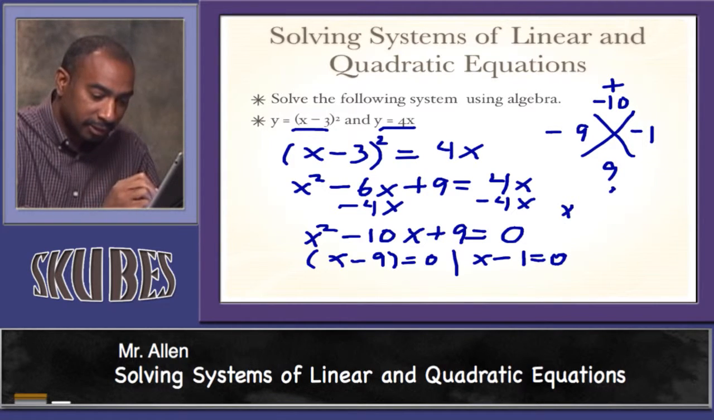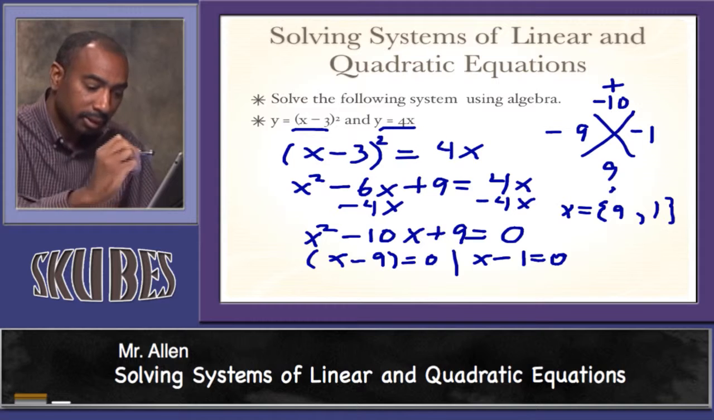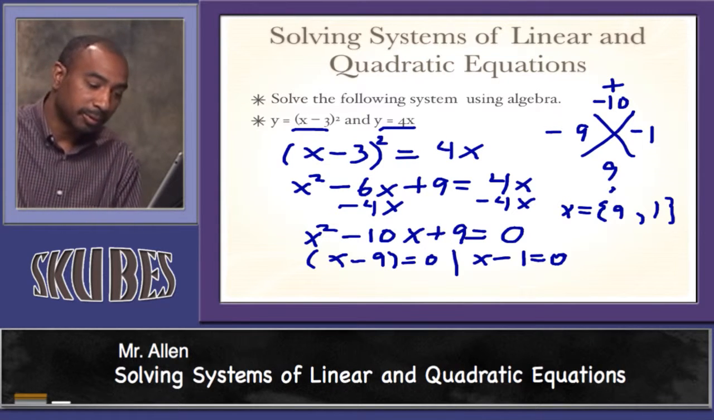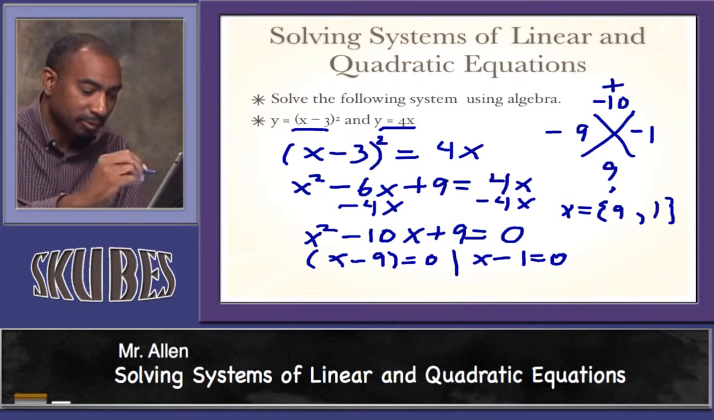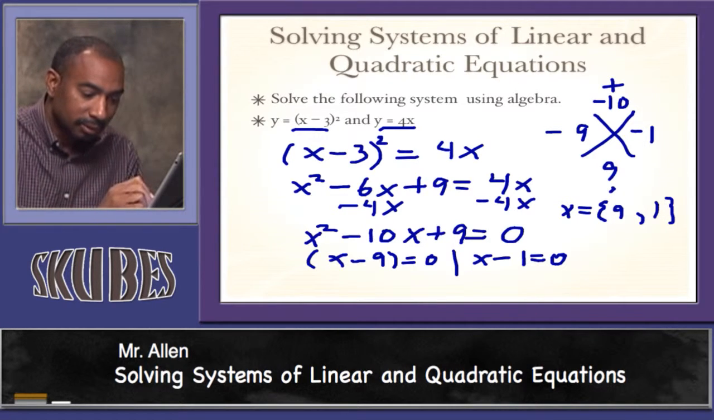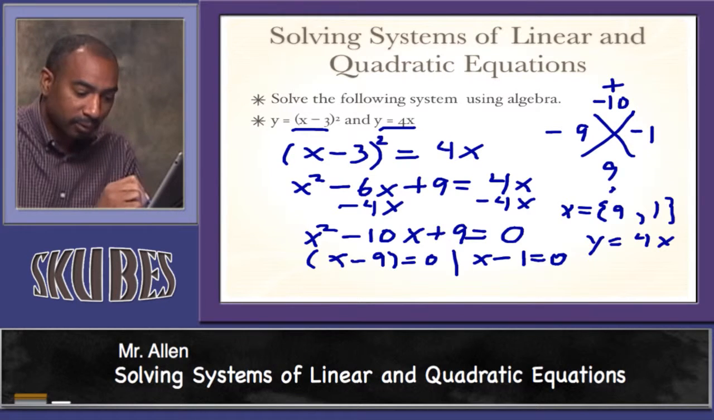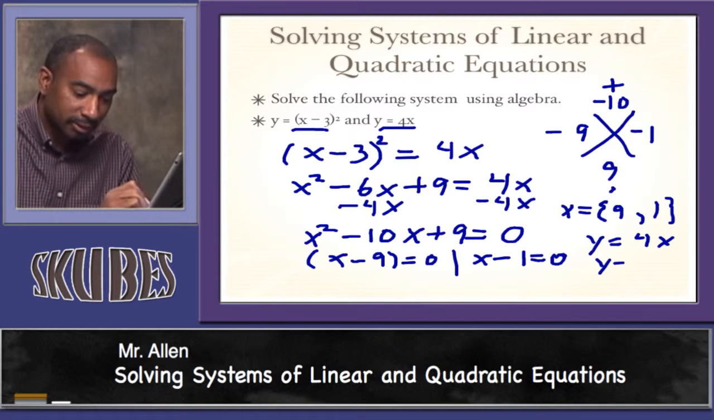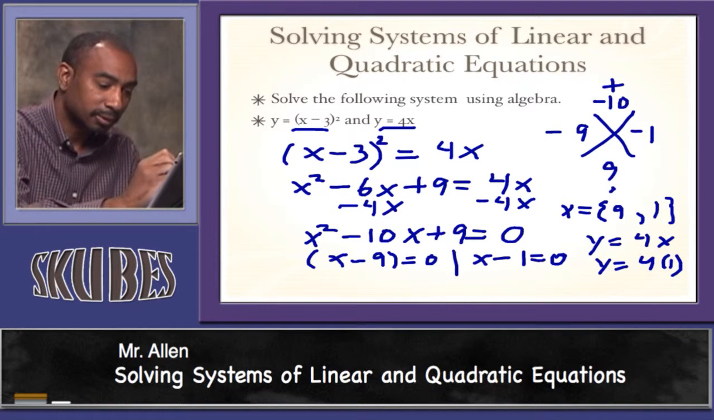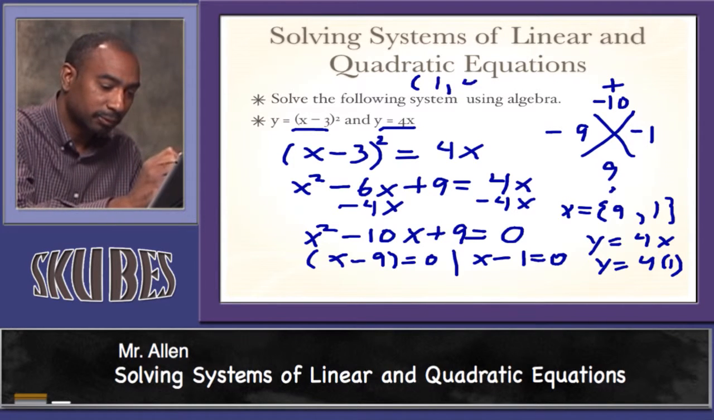So that tells us that x has to equal 9, or it can equal 1. And you can plug it into either expression. 4x is the easiest, so if x is 1, we get y equals 4x, correct? So if x is 1, y has to equal 4 times 1, which means y has to be 4. So we know it has to be 1, 4.